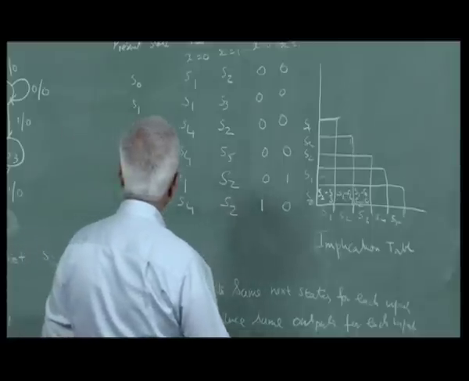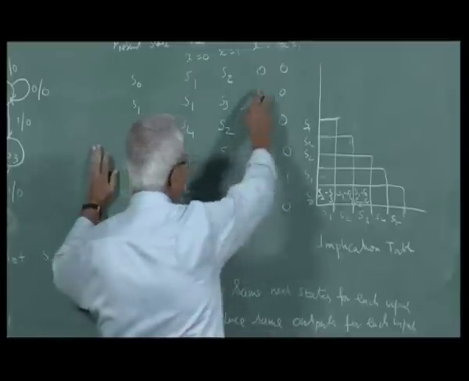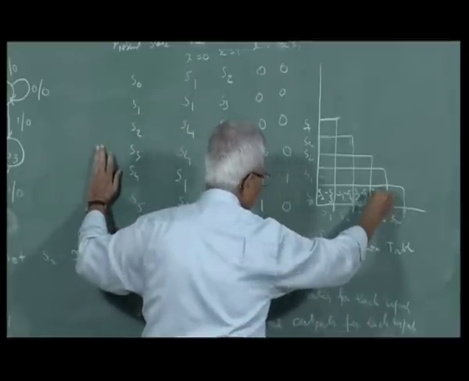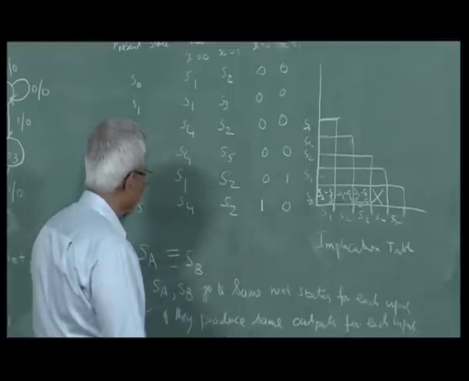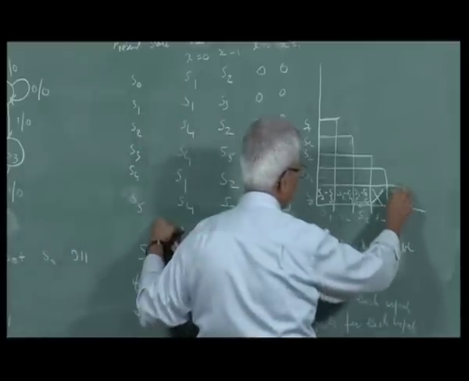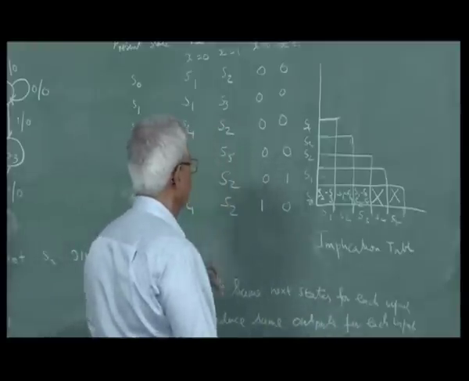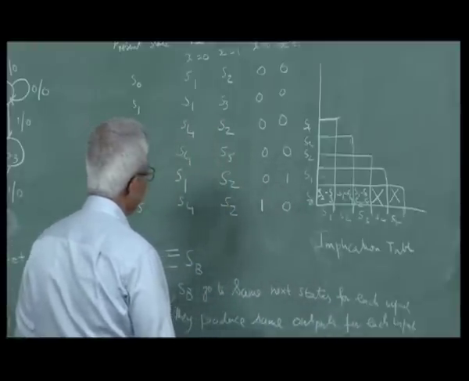S0 equal to S4 is not possible because outputs are different. So we put a cross. Since the outputs are different, it is not possible. Similarly, S0 to S5 is also not possible. Then take S1.